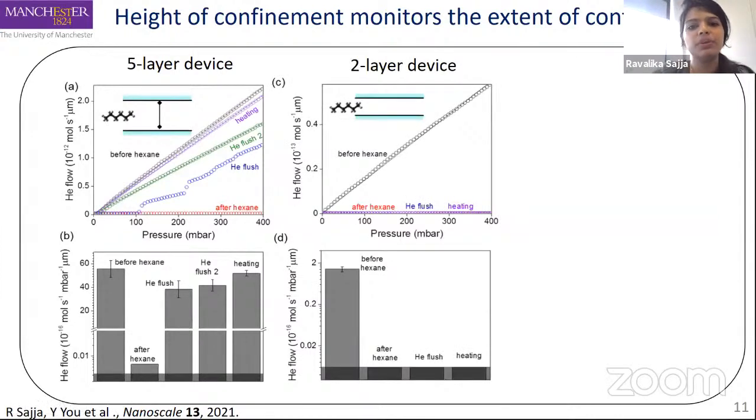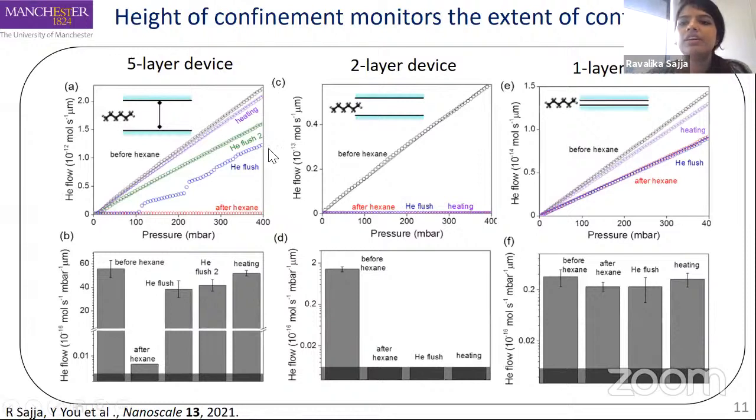Then we studied a 2-layer device where the kinetic diameter of the hexane molecule was similar to the height of confinement. Here we see that there is a complete blockage of the gas flow. This could be due to the tight confinement between the hexane molecule and the two-dimensional surfaces. And we also saw here that we could not revive the device either by flushing with helium gas for very long hours or with heat.